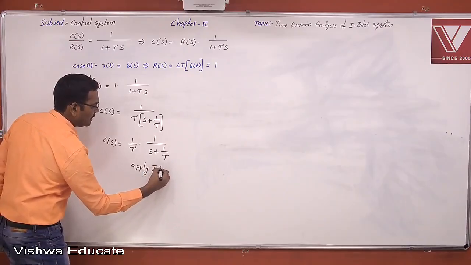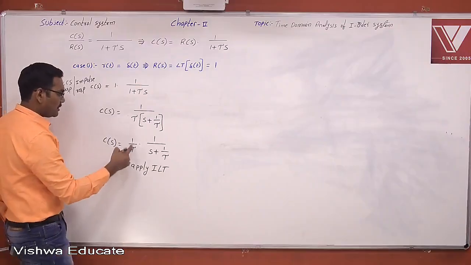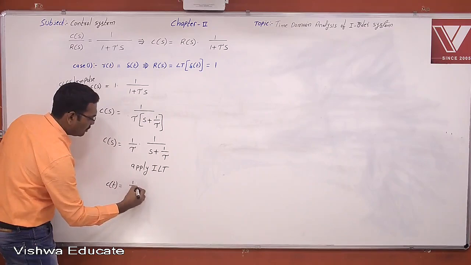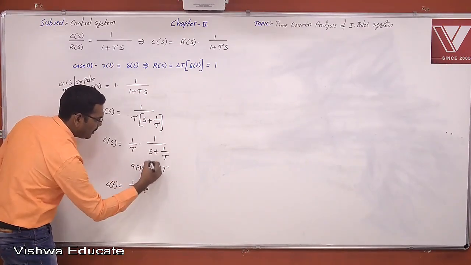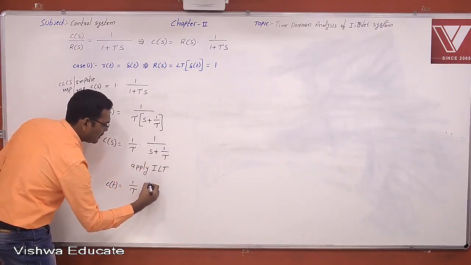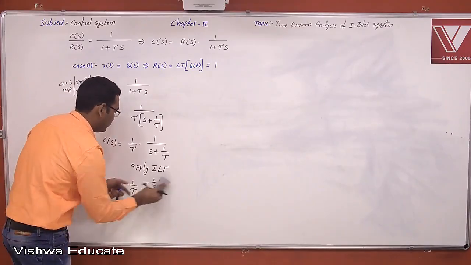Then if you apply the inverse Laplace transformation, what is the inverse Laplace transformation of C of S? It is C of t, which is equal to 1 by tau, and the inverse Laplace of 1 by S plus A is e power minus at, where A is 1 by tau. So C of t is 1 by tau e power minus 1 by tau into t.